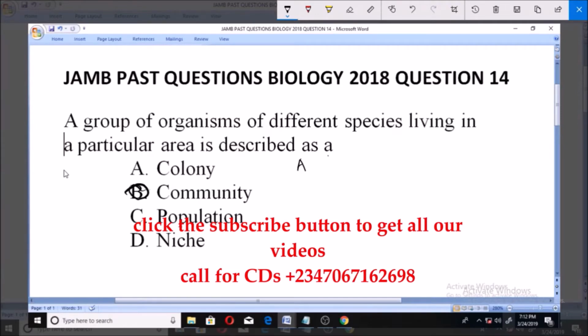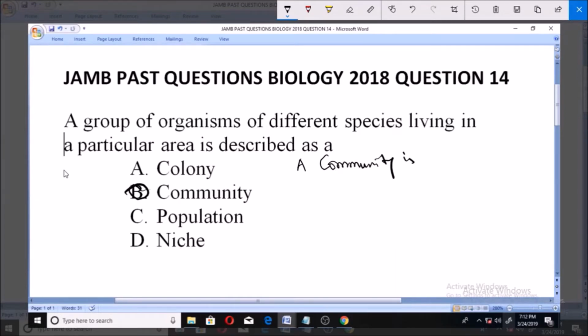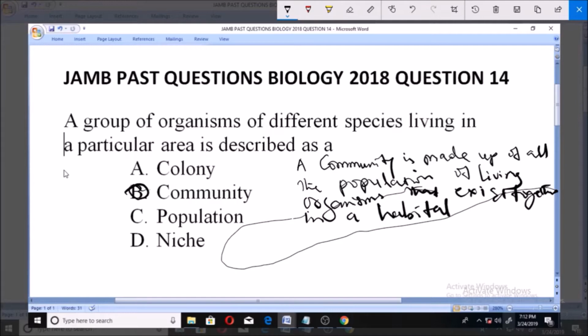Because a community is made up of all the populations, because now you're talking about different organisms. So it's actually made up of all the populations of living organisms that exist together in a particular habitat, a particular area. That's what it means, in a particular habitat.